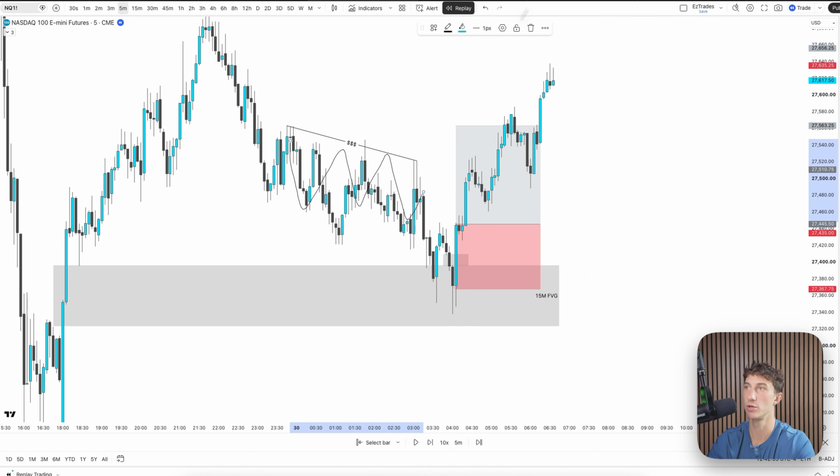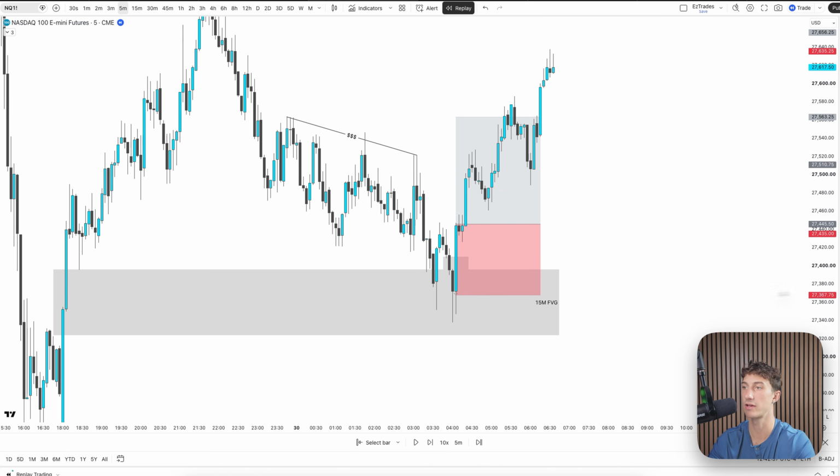So as price is accumulating, all we're waiting for is for price to tap into our higher time frame fair value gap, which in this case was the 15-minute bullish fair value gap. And then we are waiting for our entry model. Here is our stop hunt, and here is our V-shaped inversion fair value gap, also creating a change in state of delivery.